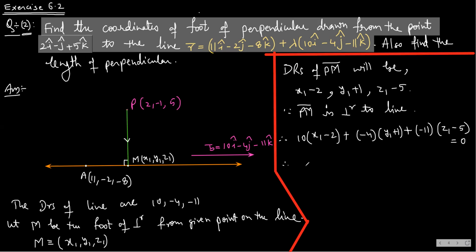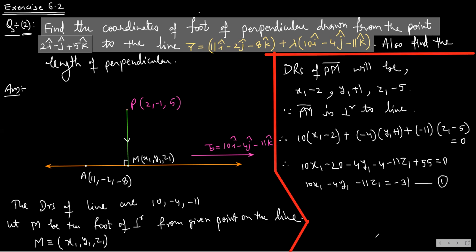So here you get 10x1 minus 20 minus 4y1 minus 4 minus 11z1 plus 55 equals 0. So what you have is 10x1 minus 4y1 minus 11z1, this is minus 24 plus 55, that is 55 minus 24, so 31. So minus 31. This is equation number 1 that you got.